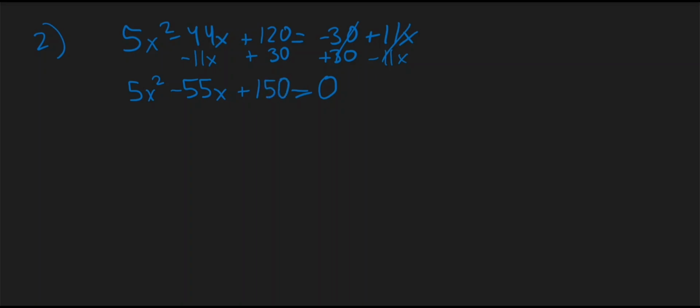Okay, so in this step, we can see that every single term, 5x squared, 55x, and 150, all three terms have a common factor of 5, right?